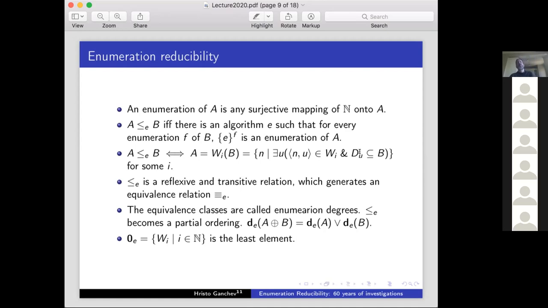Now, why do we need enumeration reducibility? Why not stick entirely to Turing reducibility? Enumeration reducibility was proposed in 1959 by Friedberg and Rogers. Now, what's the difference between Turing and enumeration reducibility? As you can see, enumeration reducibility is again a reflexive and transitive relation which generates an equivalence relation. We have a least upper bound and we have a least element, this time consisting of all C sets. So it's a little bit different from the Turing case, in which the least element consisted of all decidable sets.